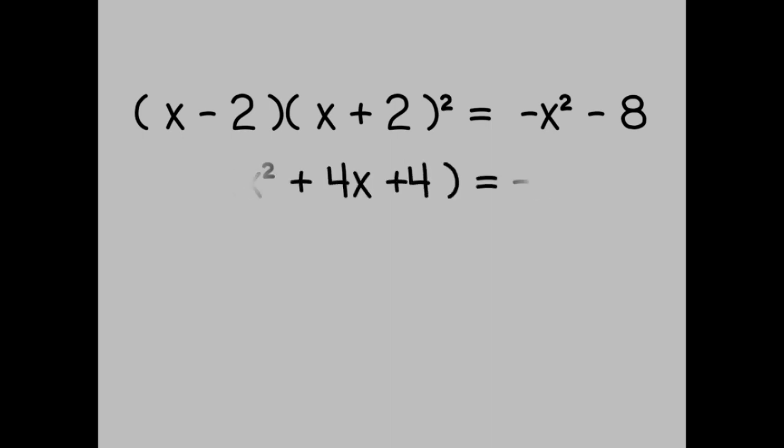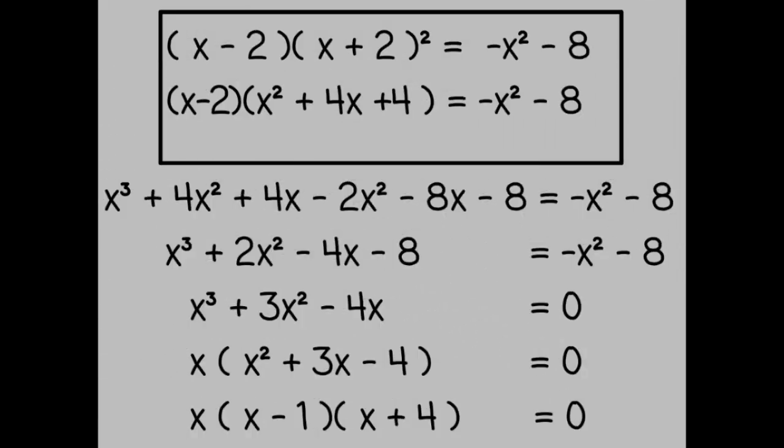So first, expand the brackets, then it's (x minus 2)(x squared plus 4x plus 4) equals minus x squared minus 8. Further expanding the brackets gives us x cubed plus 2x squared minus 4x minus 8 equals minus x squared minus 8. So, x to the power 3 plus 3x squared minus 4x equals 0.